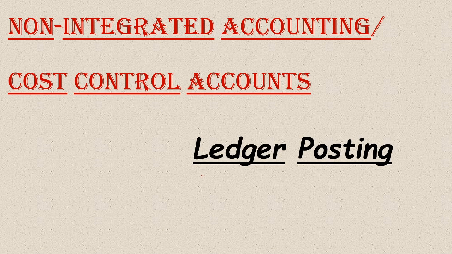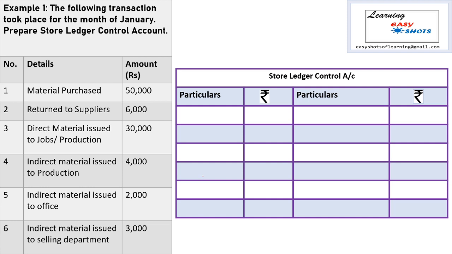In this video, we will discuss ledger posting in non-integrated accounting system, which is also known as cost control accounts. When we journalize the transactions or do ledger posting, the rules are always the same. Debit what comes in, credit what goes out, debit all expenses and losses, credit all incomes and profits. With the help of these rules, we do ledger posting in this accounting system. So first we take accounts, then we take one question so that you can understand the topic clearly.